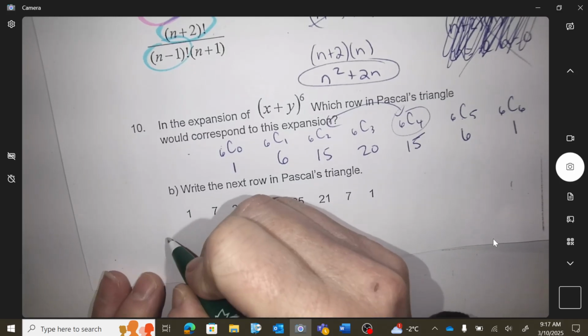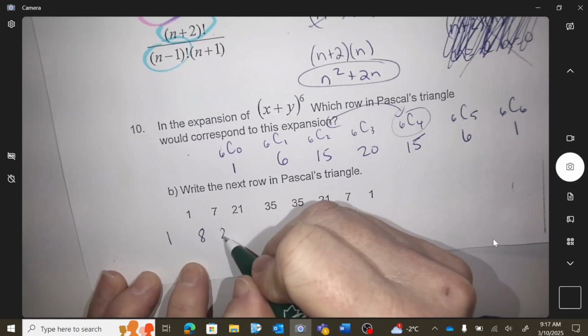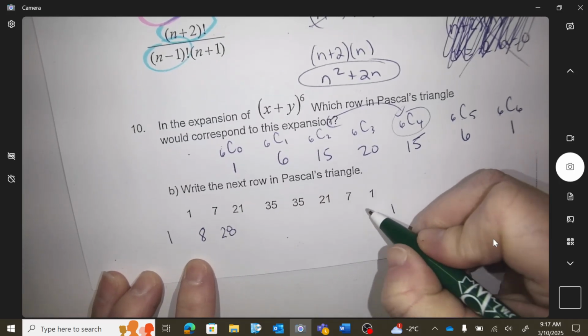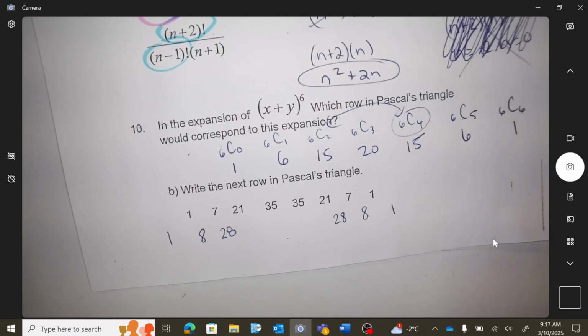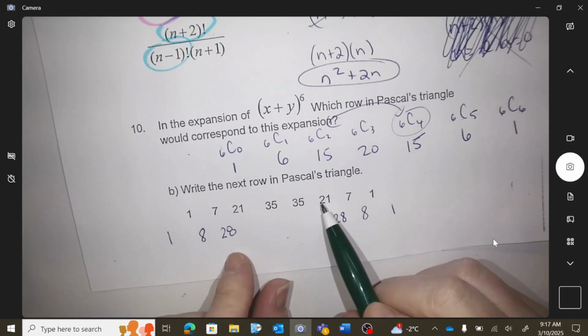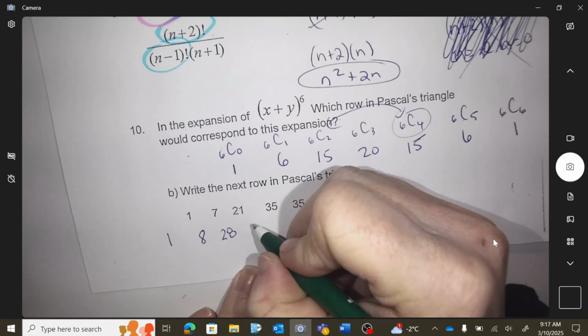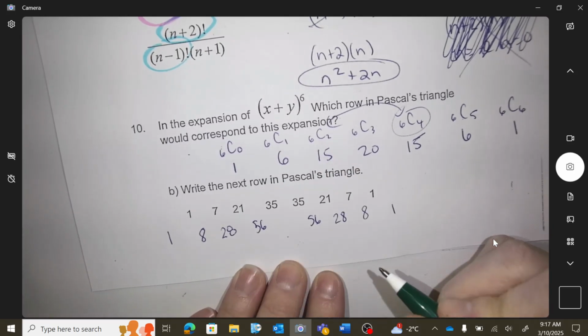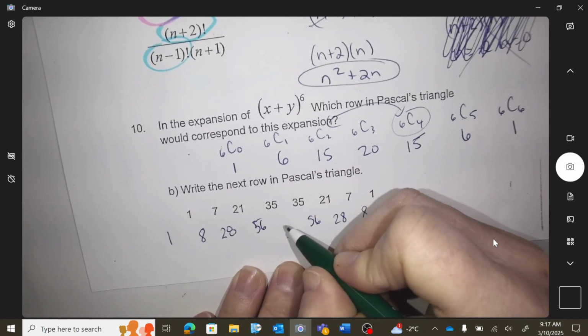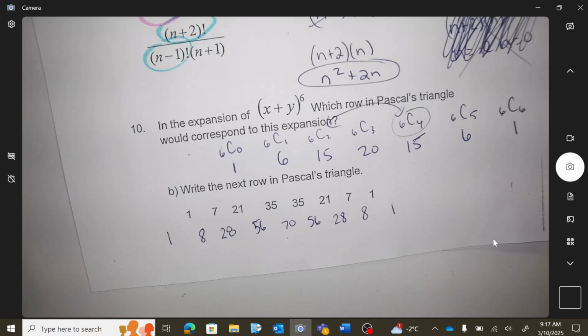They say write the next row. What would come after this? So 1, 8, 28. What's the next adder there? 56. I'm going to flip-flop that over here. 56 and 70 falls into the middle.